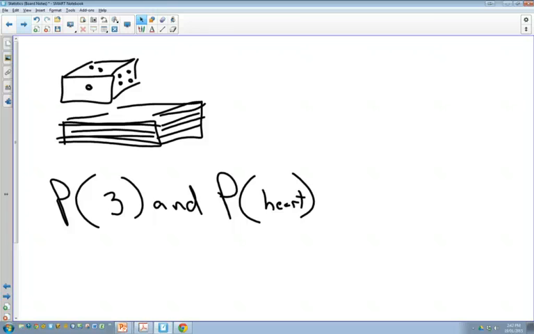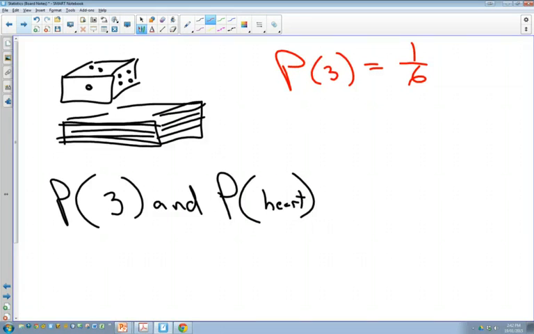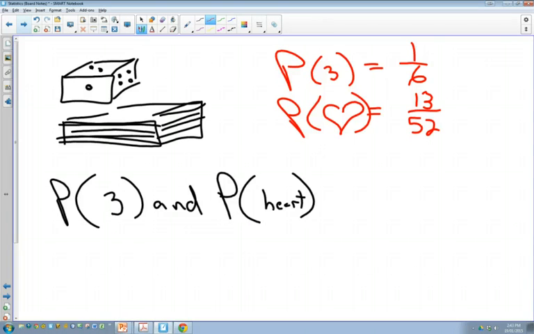Well, we start with the first one. What's the probability of getting a 3? 1/6, right. What's the probability of getting a heart? 13/52. To combine the probabilities, I multiply them. 1/6 times 13/52. No, I'm not going to do the math on that. I know what the numerator is going to be, 13.